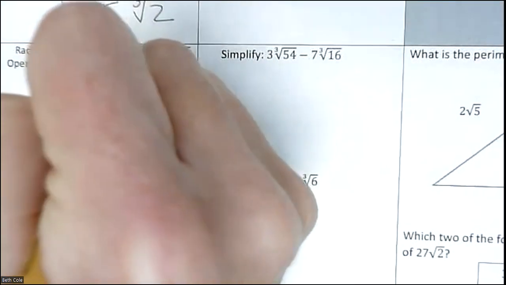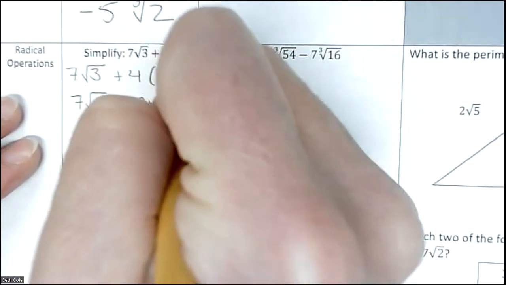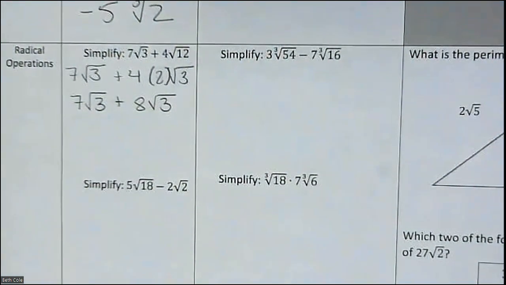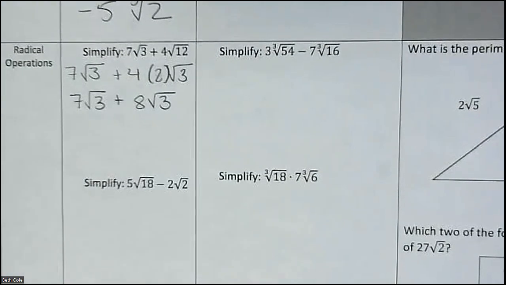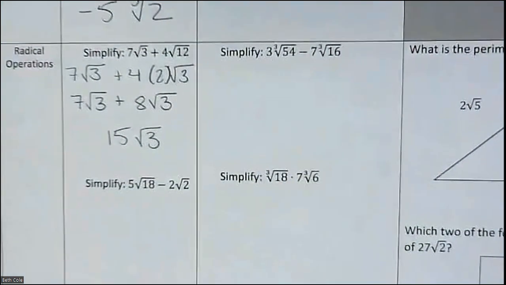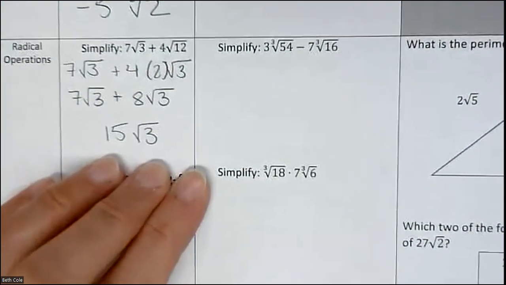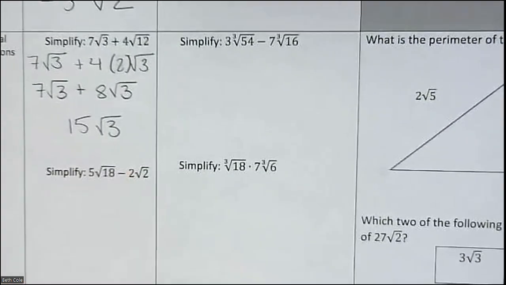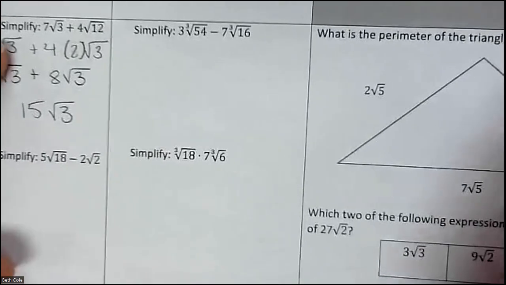So then this will be 7 square root of 3 plus what? Good. How did you get 8? Because that's correct. 4 times 2 is 8. That's all you're doing then. And now they're the same. You can add them together. 7 square root of 3 plus 8 square root of 3. 15 square root of 3. I'll leave this one because we just did a ton of these already today. I'll fill that in and put it on the Schoology.